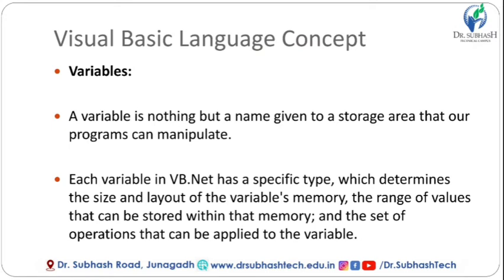Now each variable in VB.NET has a specific type, which determines the size and layout of the variable's memory, the range of values that can be stored within that memory, and the set of operations that can be applied to the variable. So every variable has its specific type. The type indicates its size, its layout and its range. All these things are specified in the type.